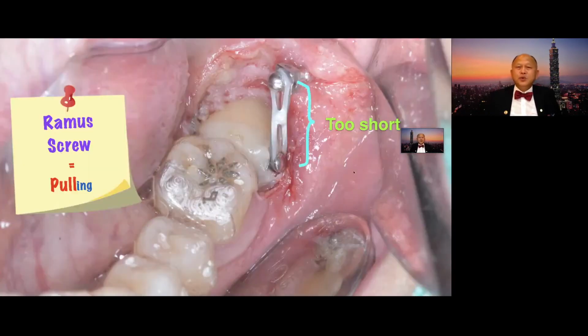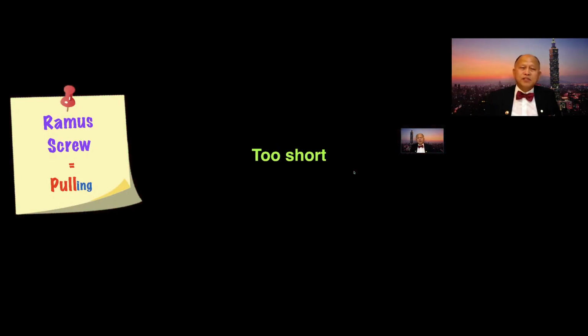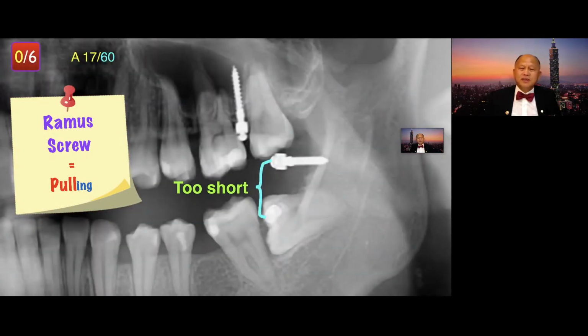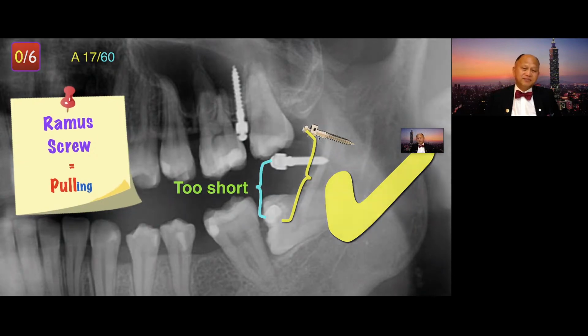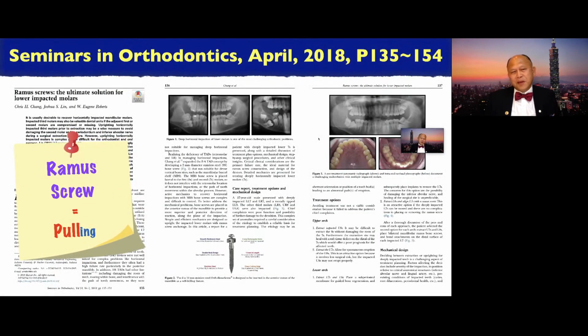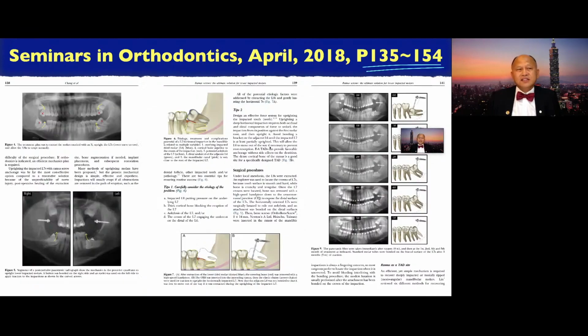Surgery. Easy to remove soft tissue this way and put this Ramer screw for pulling. And when I look at this slide, the distance is too short. If I could try this again, I will put it a little bit higher so I get a little bit longer distance. It will be easier. But we all make mistakes. If you are interested in the Ramer screw, here is an article we published 3 years ago in Seminars in Orthodontics. Very good article.